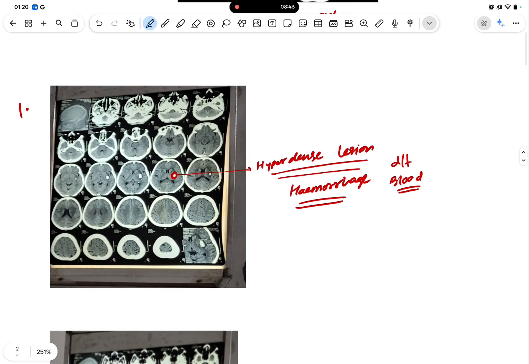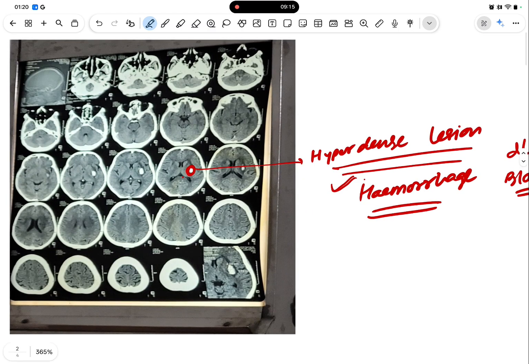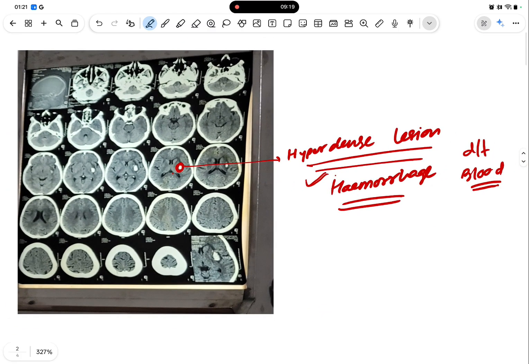So where we were, there is a hyperdense lesion which is due to hemorrhage. This is our right side, so it is the patient's left side. In the left side, patient's left side, our right is the patient's left side.